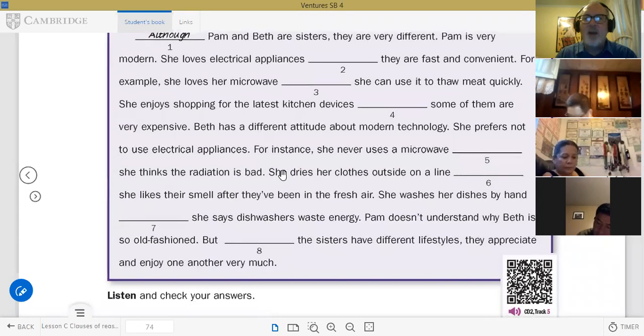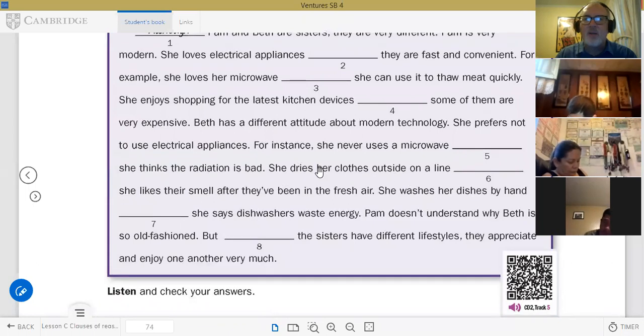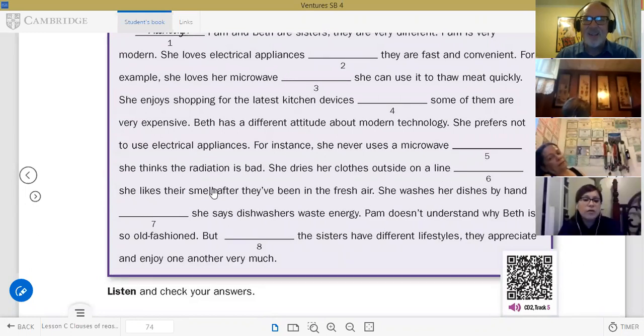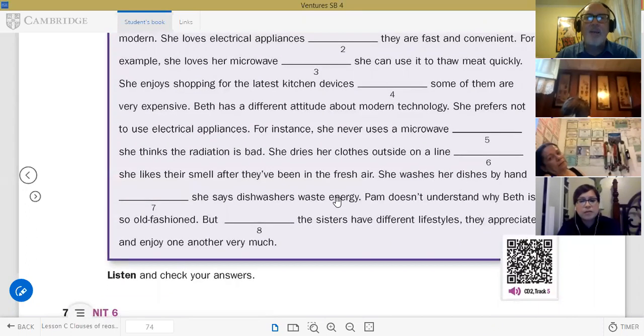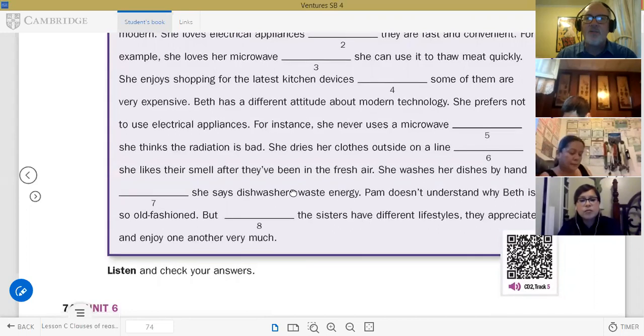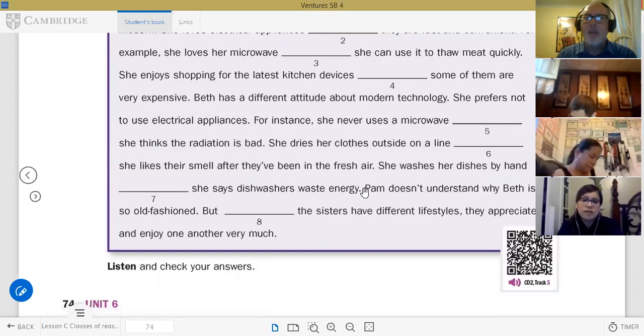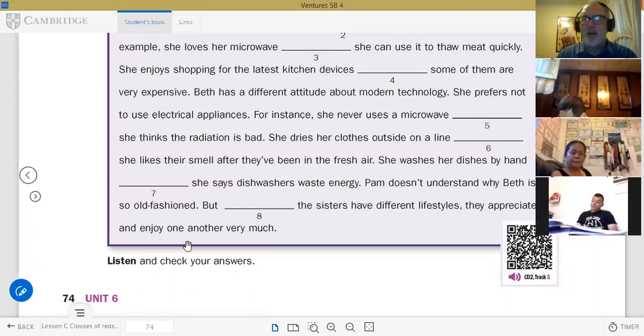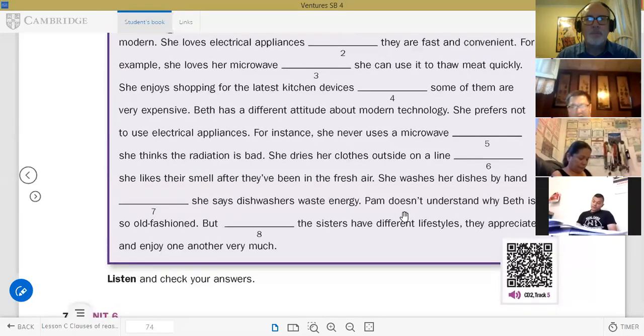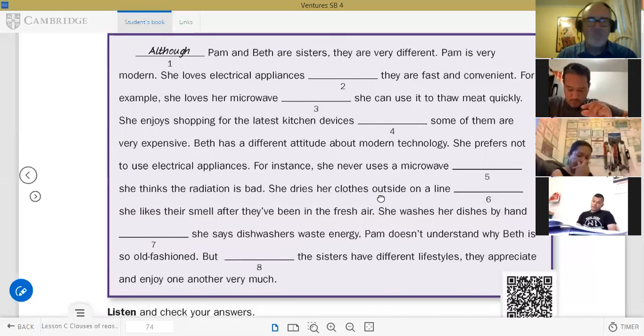She dries her clothes outside, because she likes the smell after. Exactly. She washes her dishes by hand because she says dishwashers waste energy. Pam doesn't understand why Beth is so old-fashioned. But although they have different lifestyles, they appreciate one another. Okay? Not too bad, right?